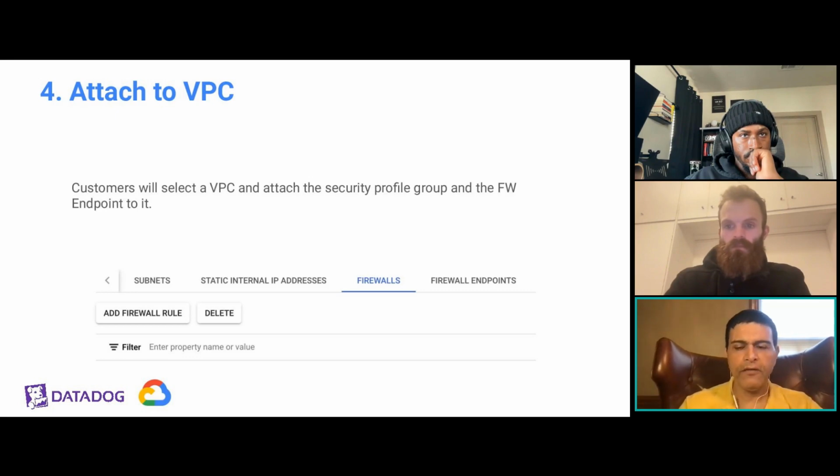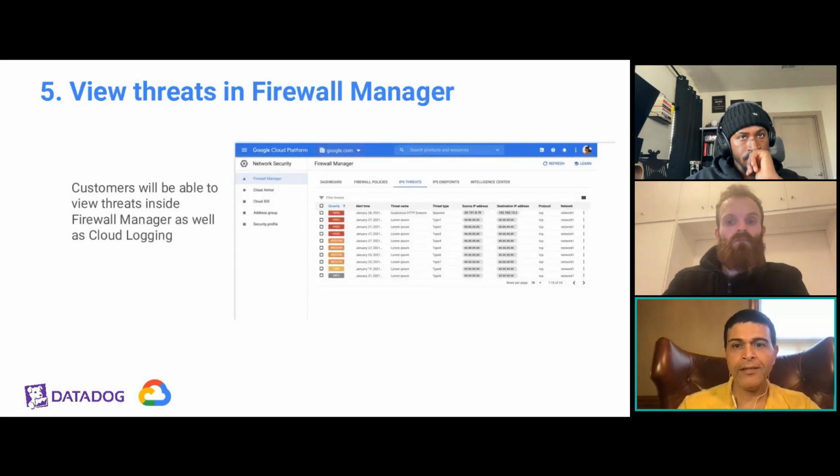So everything is configured right now. We created our security profile, which declares our intention, what to block, what to alert on. We created a group for that. We created the actual firewall endpoint. And lastly, we are attaching it to the VPC at the project level. And here's the end result.